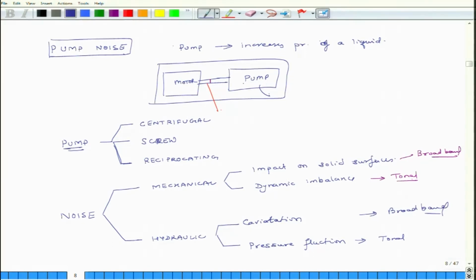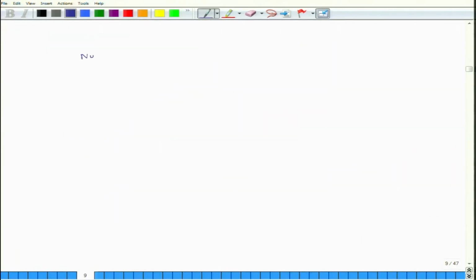Okay. The third thing is, so you have this pump and the noise gets generated inside. This is noise inside. The noise gets generated inside the pump and then somehow it gets out. So, the question is, how does it get out? Noise paths. From inside.